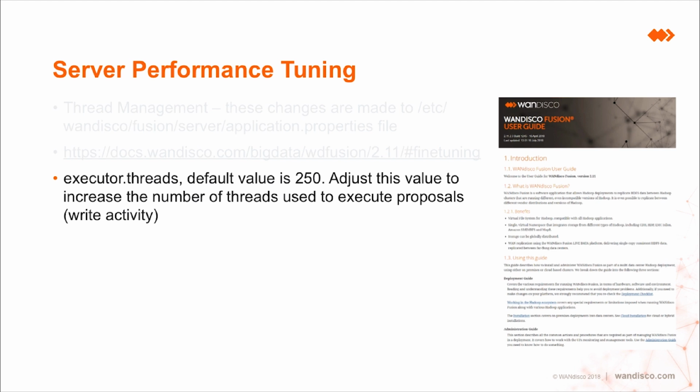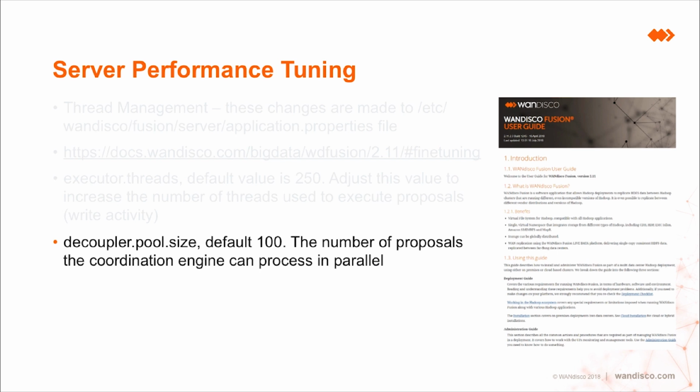Another performance tuning attribute is the executor threads. The default is 250. Adjust this value to increase the number of threads used to execute proposals. This is write activity. If you see that your write activity is very heavy and you feel that the proposals aren't being executed fast enough, this might be an attribute to increase. The decoupler pool size default is 100. This attribute affects the number of proposals the coordination can handle in parallel.